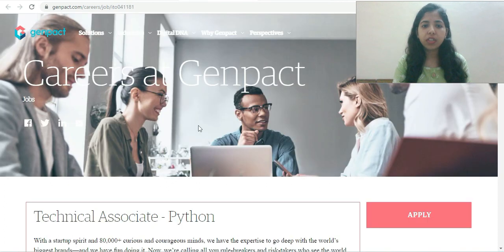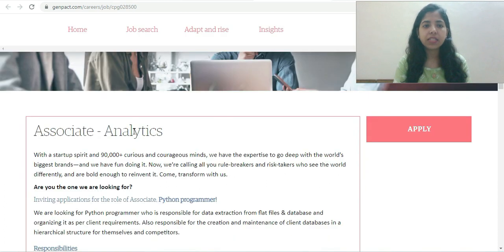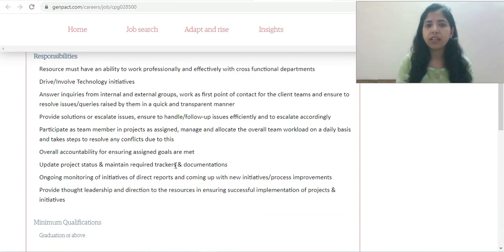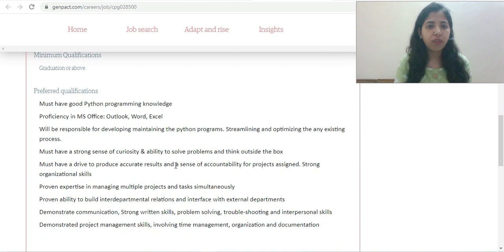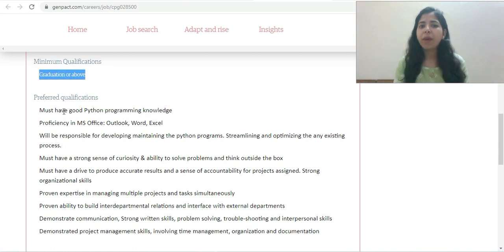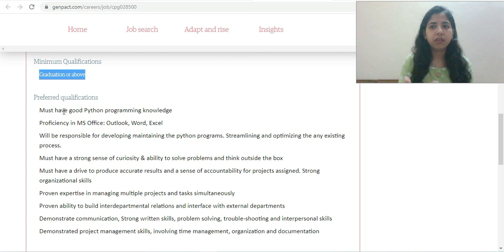That was for the Technical Associate in Python, and this is the Associate Analyst profile. Here also you can go through the details like jobs, roles, and responsibilities, what you will be doing in this job profile. Moving on to the preferred qualification, graduation or above is required, along with Python programming knowledge. I think most of the people have good command over Python, so you can just go through this profile and apply.